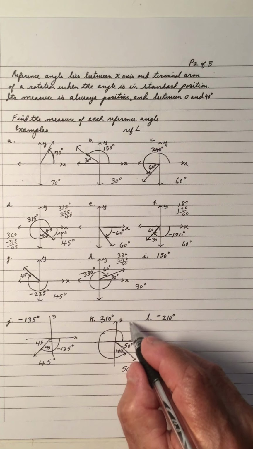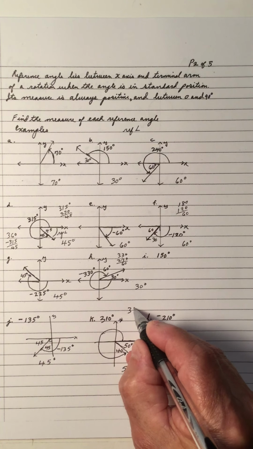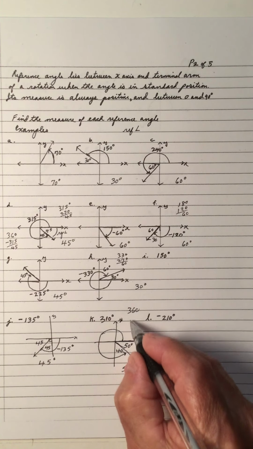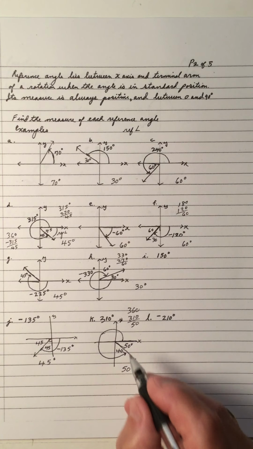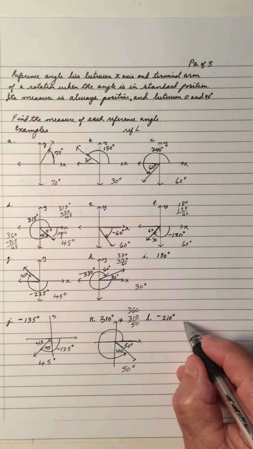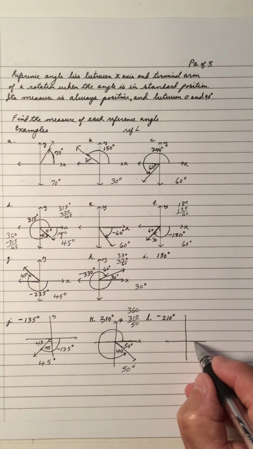Or another way to do it is to do the complete rotation of 360 and take off 310, and you get 50. So either way, whatever way you want to do it, your choice. Do it the fastest way.